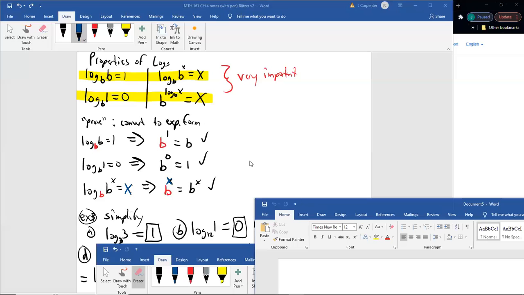And we've rationalized why that is right here. If the argument of a log is 1, that's because in exponential form, it's the base raised to the 0 power, and anything to the 0 power is 1.